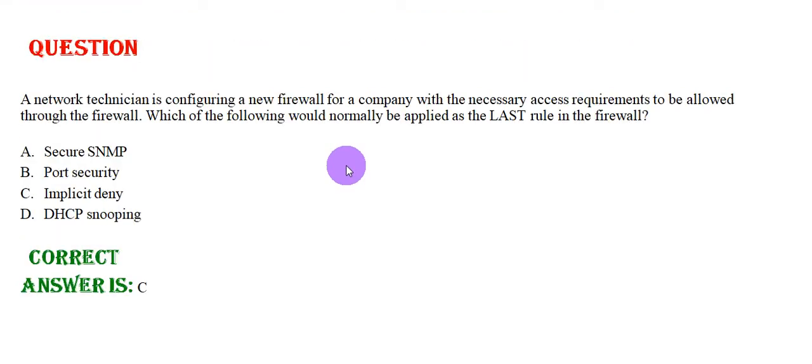A network technician is configuring a new firewall for a company with the necessary access requirements to be allowed through the firewall. Which of the following would normally be applied as the last rule of the firewall? Option A, secure SNMP. Option B, port security. Option C, implicit deny. Option D, DHCP snooping. The correct answer is option C.